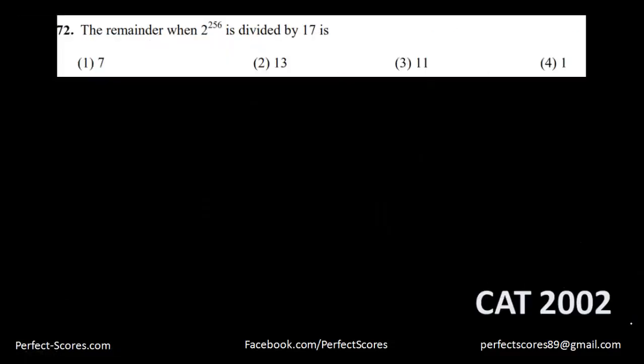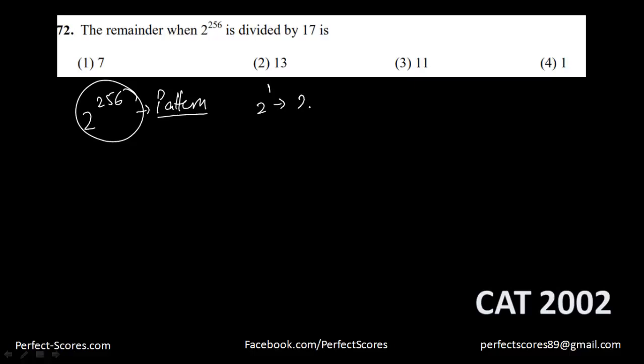So moving on, guys. Again, the question is asking what is the remainder when 2 to the power 256 is divided by 17. Whenever you get something like this, always expect there to be a pattern. Never give up on pattern, guys. Always try to find the pattern. So the remainder when 2 to the power 1 is divided by 17 is 2. When 2 to the power 2, that is 4, is divided by 17, the remainder is 4. When 2 to the power 3, 8, is divided by 17, the remainder is 8.